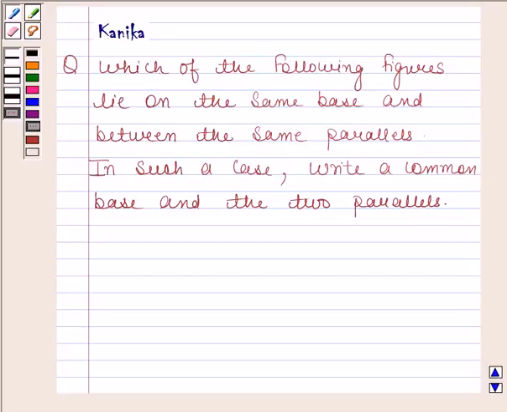I'm Kanika and I'm going to help you to solve the following question. The question says which of the following figures lie on the same base and between the same parallels? In such a case, write a common base and the two parallels.